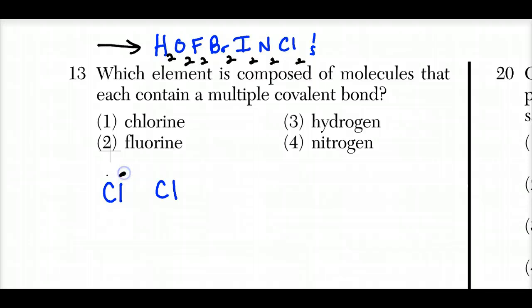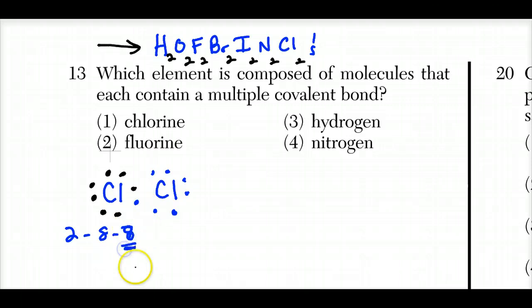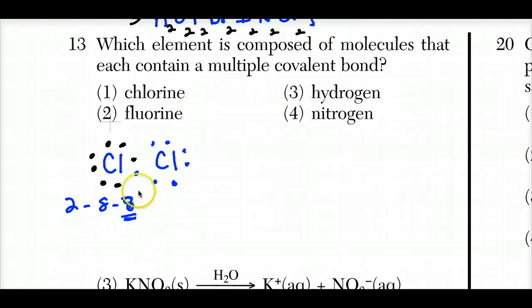This chlorine has 7, and the other chlorine has 7. So borrowing one from each of them makes each of them very stable. These are 2-8-7s. And by sharing one electron, they both achieve a noble gas configuration. So they satisfy the octet rule, and therefore only one bond was necessary.